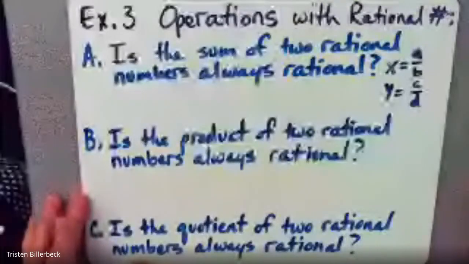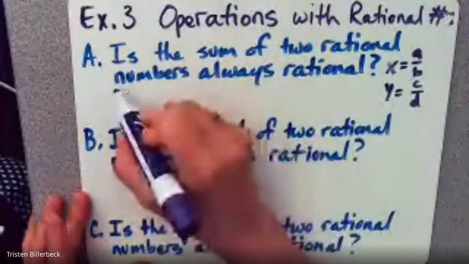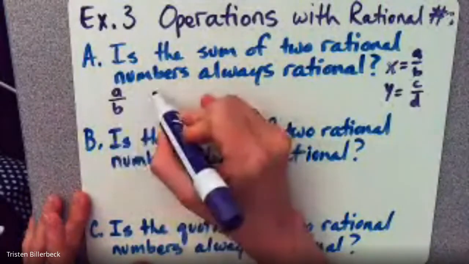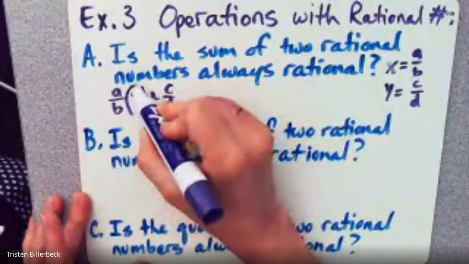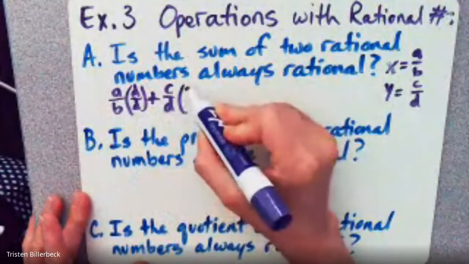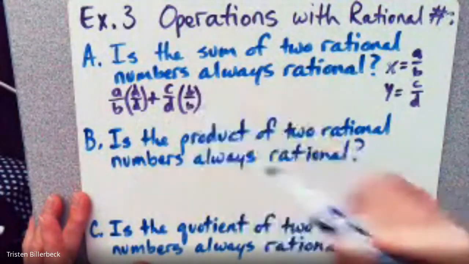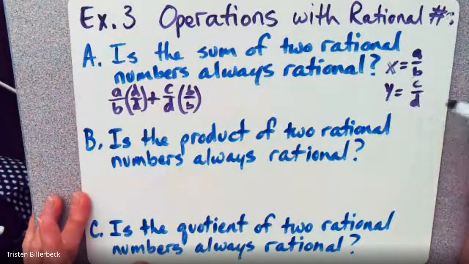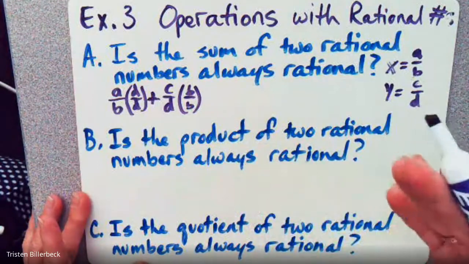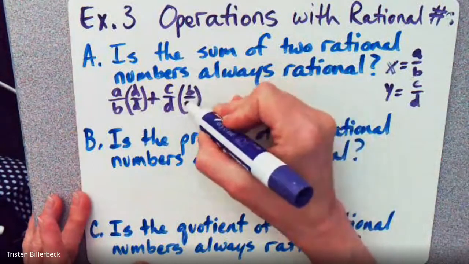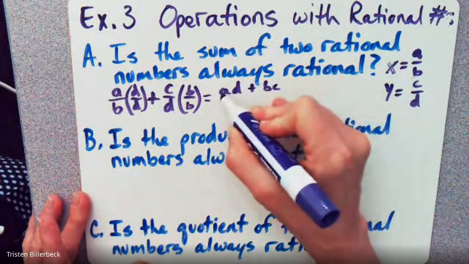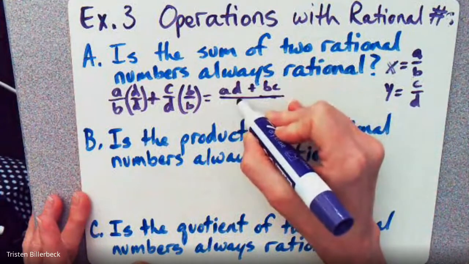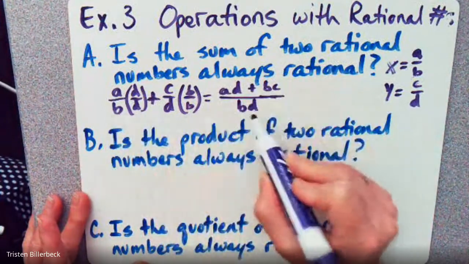So is the sum of the two rational numbers always rational? Well, let's look. We have a over b plus c over d, and then we have to get a common denominator, so we're going to multiply by d over d here and b over b here. These a, b, c, and d are all integers, remember? Integers are the negative counting numbers to 0 to positive counting numbers. So this gives us AD plus BC over BD, because they both have a BD on the bottom, so we can put them like that.